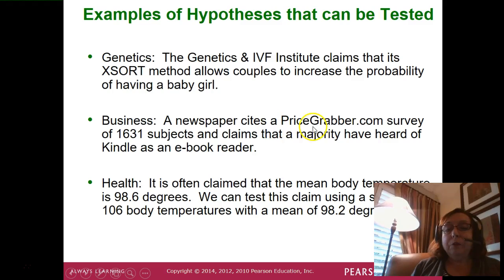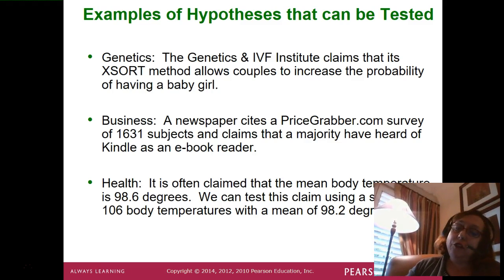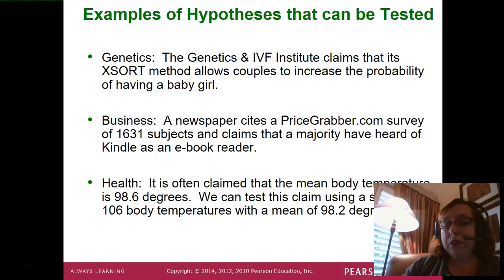Another one here: a newspaper cites a pricegrabber.com survey of 1,631 subjects and claims that a majority have heard of Kindle as an ebook reader. Again, they'll have to follow this with some data that you can then put into a hypothesis test. And finally, it is often claimed that the mean body temperature is 98.6 degrees. We can test this claim using a sample of 106 body temperatures with a mean of 98.2 degrees. Remember that the null hypothesis will always have equal in it. The alternative hypothesis could either be greater than, less than, or not equal. Basically the opposite of any equal null hypothesis.